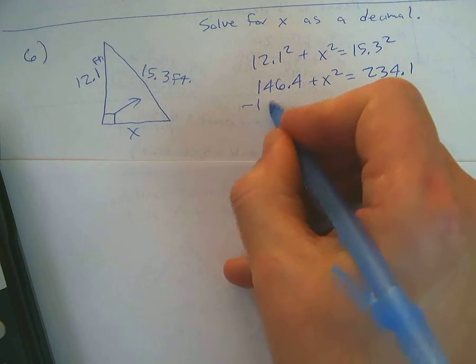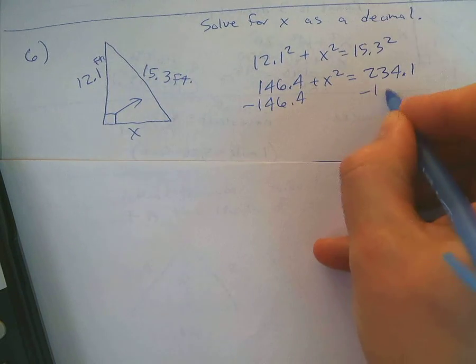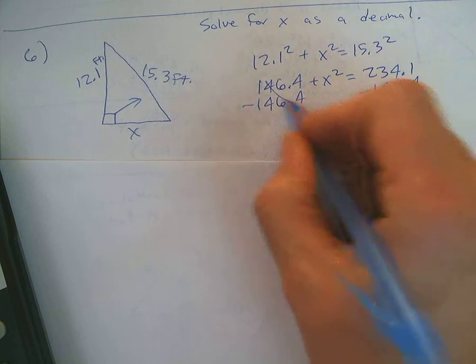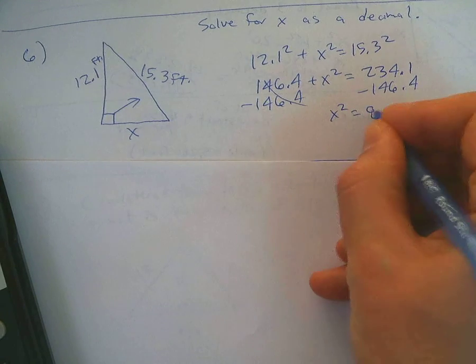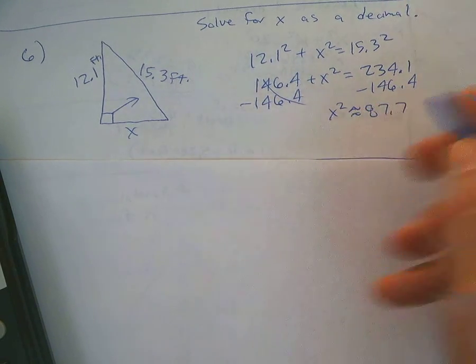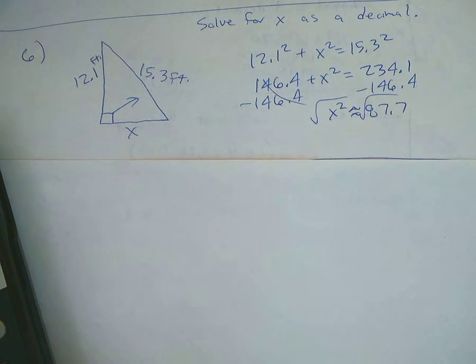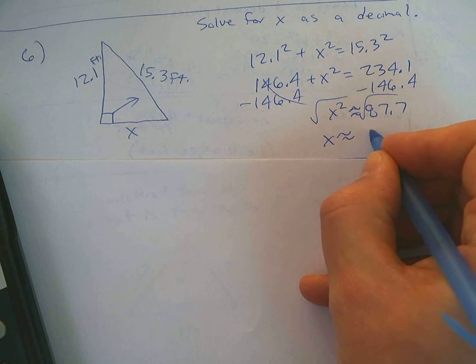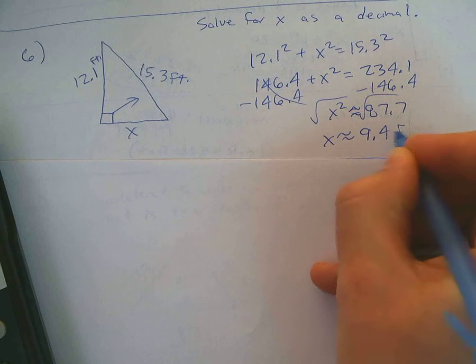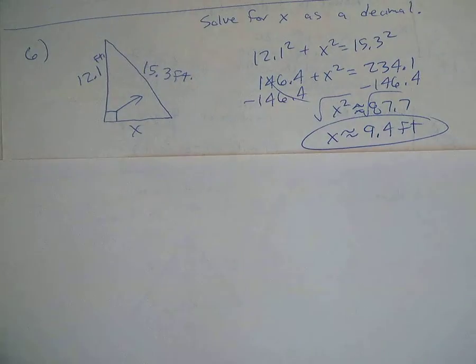Now since they're on different sides, I have to subtract. Subtract 146.4. Let me do that. So 234.1 subtract 146.4, and that gives me 87.7 approximately. I should put approximately here. Take the square root, and I get my answer for x is approximately, to the nearest tenth, 9.4 feet. That's your answer for that one.